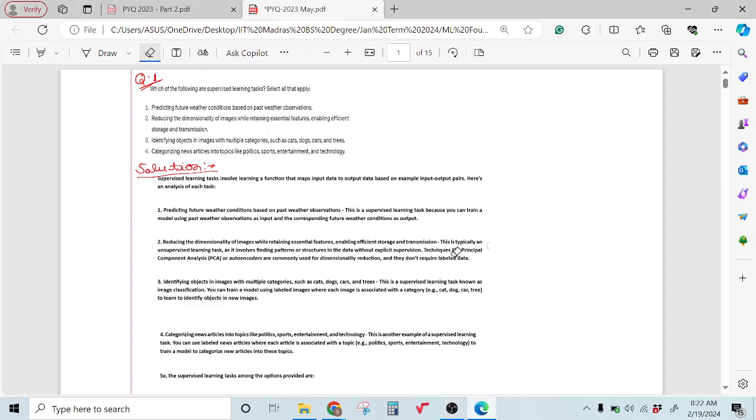Today we will discuss a PYQ question from Machine Learning Foundation. It was asked in May term 2023. So the first question is, which of the following are supervised learning tasks?